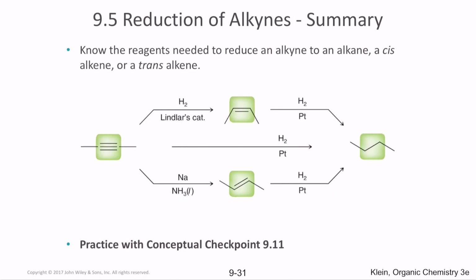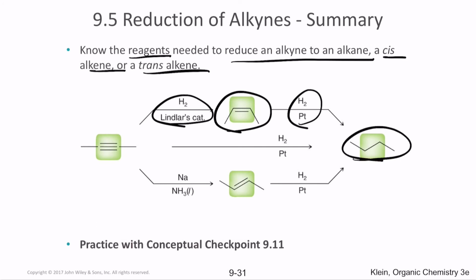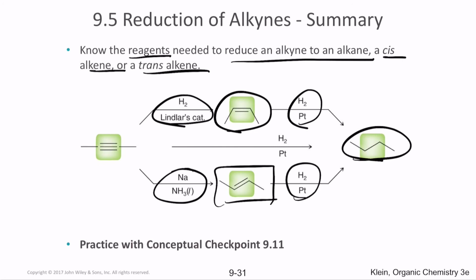We don't need to know the exact mechanism. Remember to know the reagents that are needed to reduce an alkyne, whether to a cis alkene or a trans alkene. When you use Lindlar's catalyst, you produce a cis alkene, which under further reduction can create an alkane. When you use sodium and ammonia, it creates a trans alkene, which under further reduction also can create the alkane.